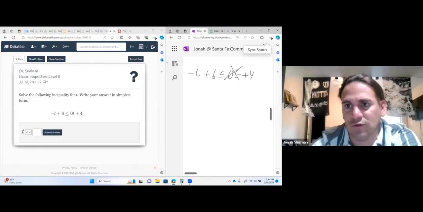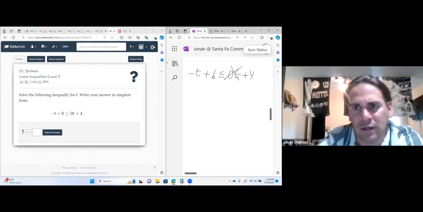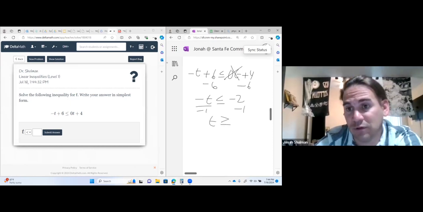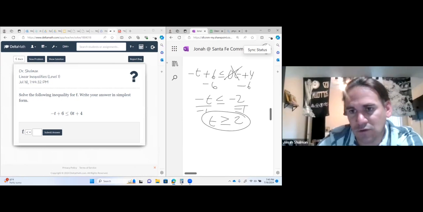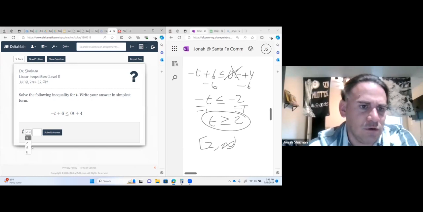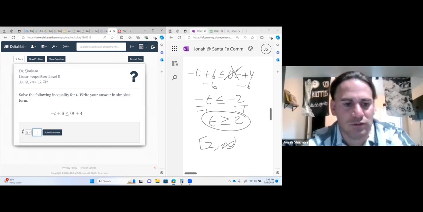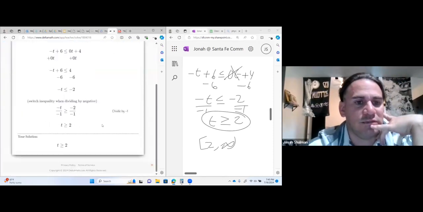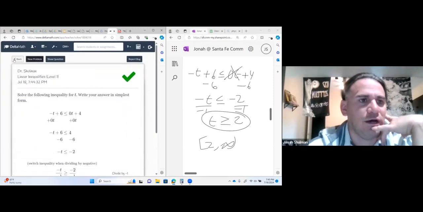Well, 0 of anything just falls. We don't need it there. So we're going to subtract 6 from both sides. That makes it negative t is less than or equal to negative 2. When we divide by this negative 1, what's going to happen? The sign is going to flip. So t is greater than 2, so it's going to be from 2 to infinity. So t is greater than or equal to a positive 2. I should be checking them all, but you can check them yourself. You're like, ta-da, we got it.